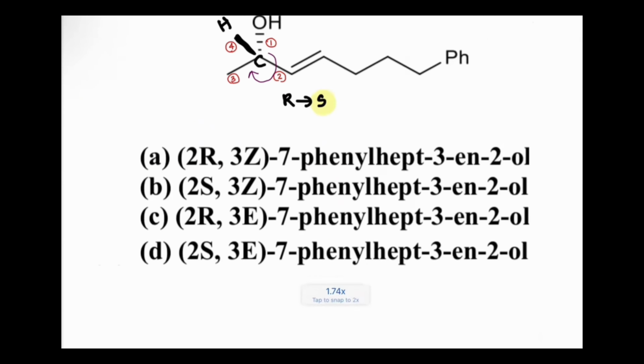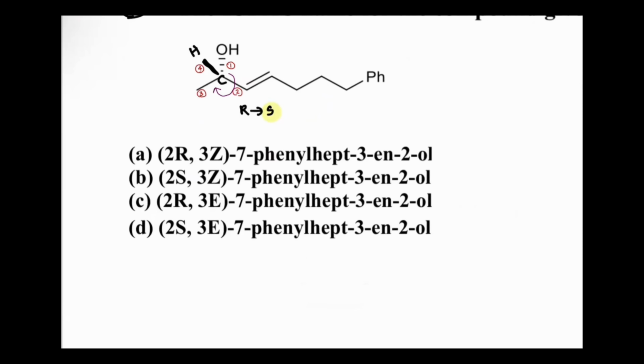And now if we are looking at the options, in option A, 2R, option B, 2S. So we already got it as S. So option A we can eliminate. And option C also we can eliminate because here we are having R instead of S. And now we need to find whether this alkene is E or Z. Then only we can find out whether B is the answer or D is the answer.